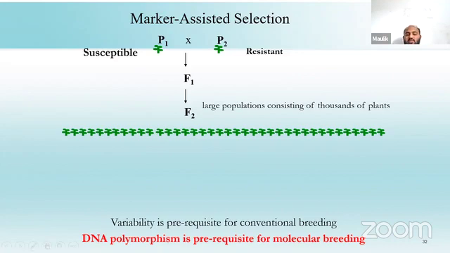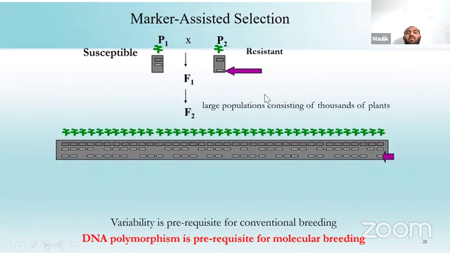See this. This is the resistant variety and this is the susceptible variety. The resistant variety has a small size band, and the susceptible variety has a large size band. The small size band runs fast, and the big size band moves slowly. So from the crossing, in the F2 we select this type of band, this genotype, and can develop a resistant variety.